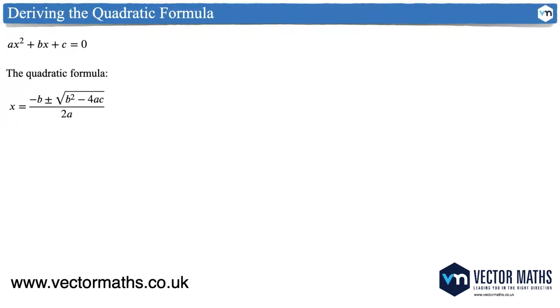Now we can actually derive the quadratic formula using the completed square method. So we start with the equation ax squared plus bx plus c equals 0, and we can divide through by a because a is not equal to 0. If it was, we wouldn't have a quadratic equation. Therefore x squared plus b over a times x plus c over a equals 0.